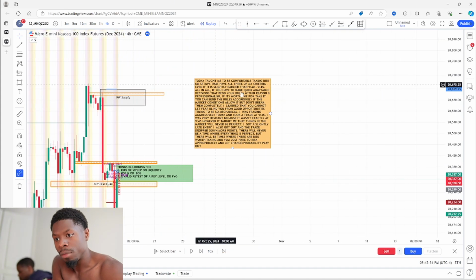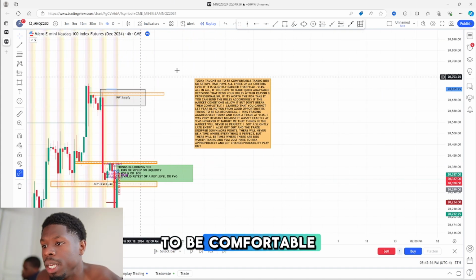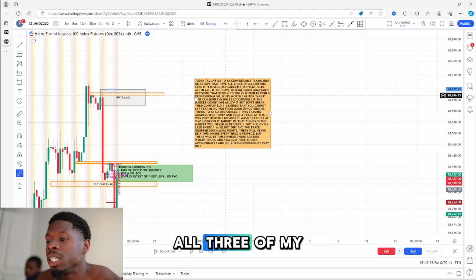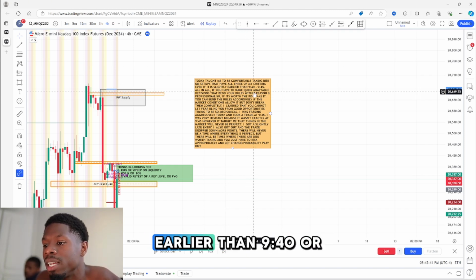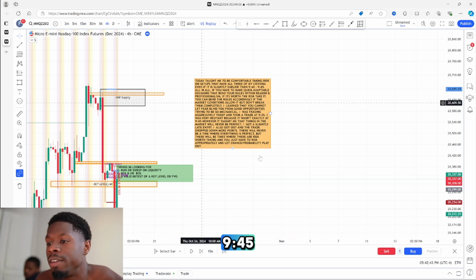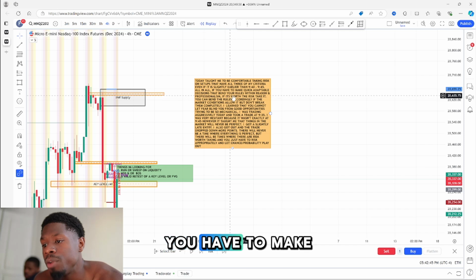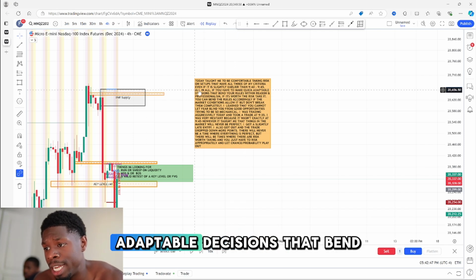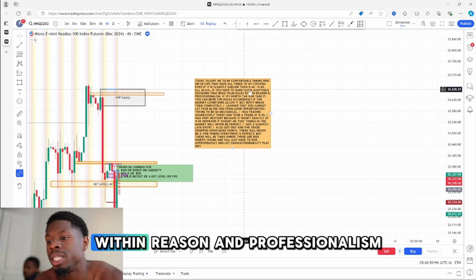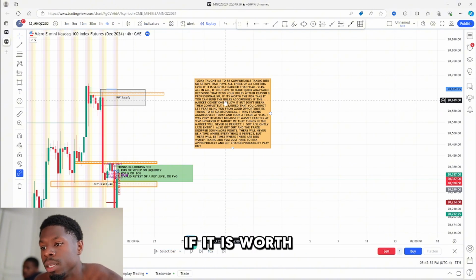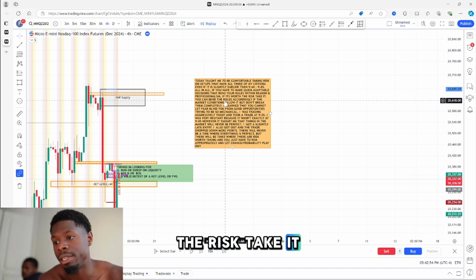Okay. So today taught me to be comfortable taking risks on setups that have all 3 of my criteria, even if it's slightly earlier than 9:40 or 9:45. All in all, if you have to make quick, adaptable decisions that bend your rules within reason and professionalism, if it is worth the risk, take it.